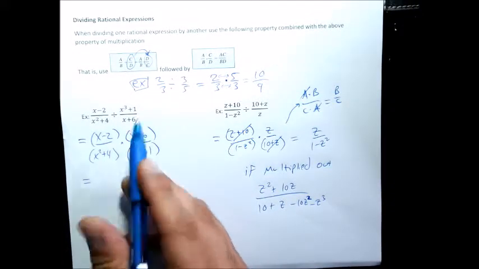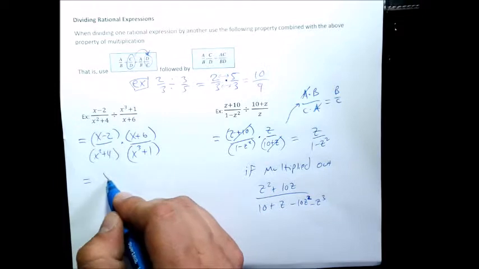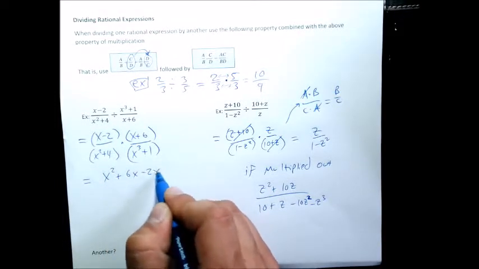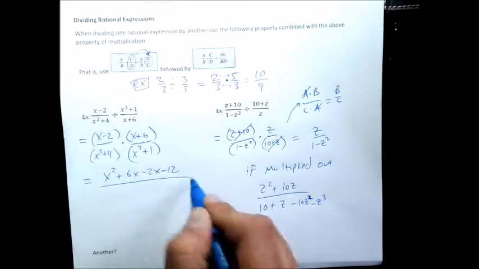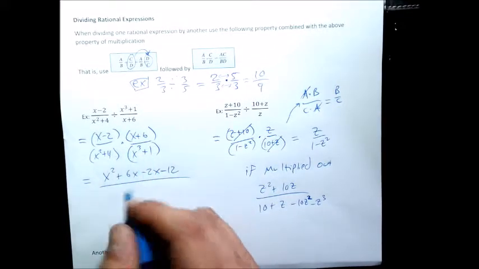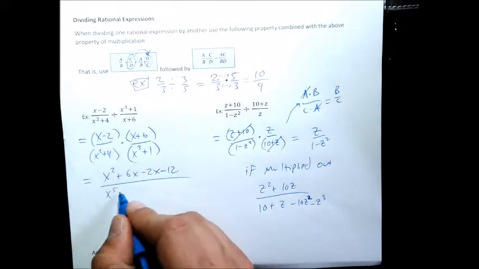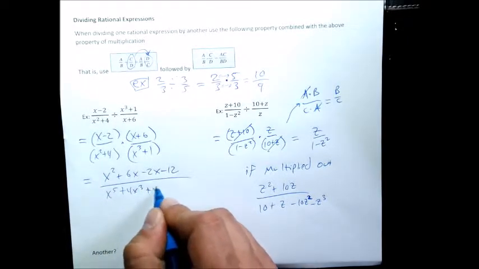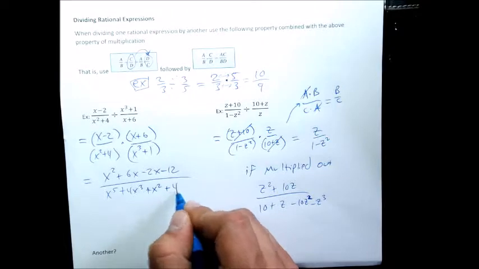When I FOILed out the numerator, I get x squared plus 6x minus 2x minus 12. And when I FOIL out the denominator, I'll get x to the 5th plus 4x cubed plus x squared plus 4.